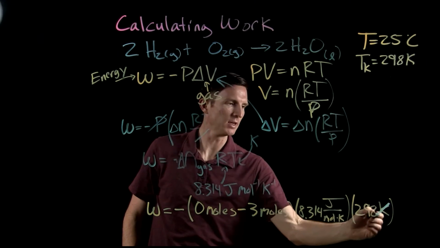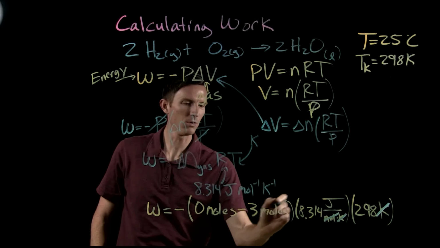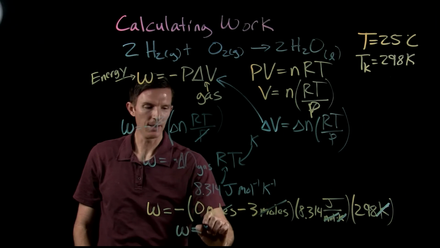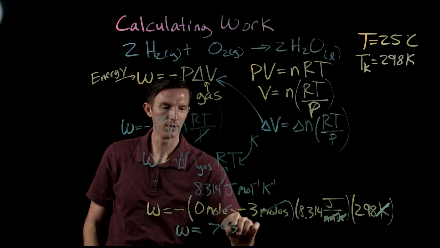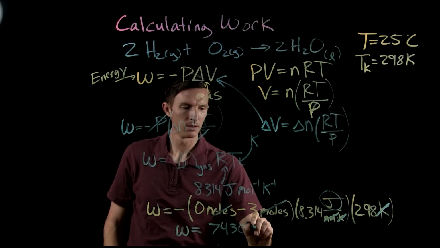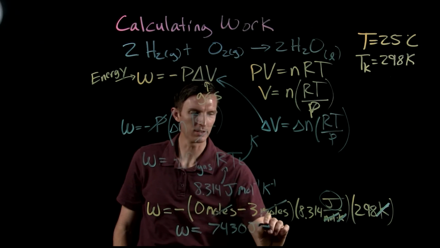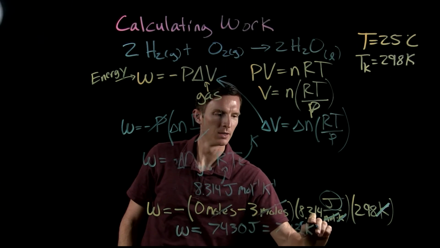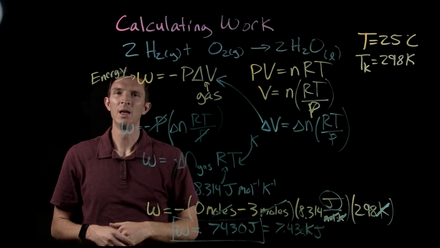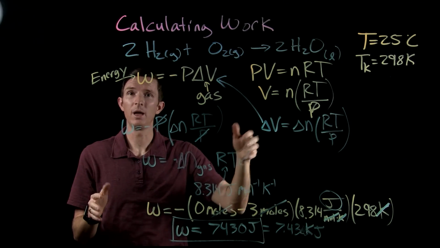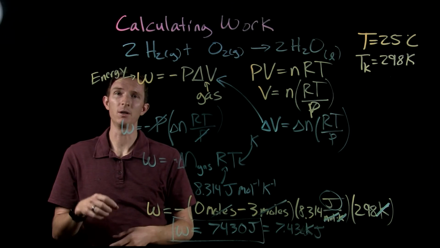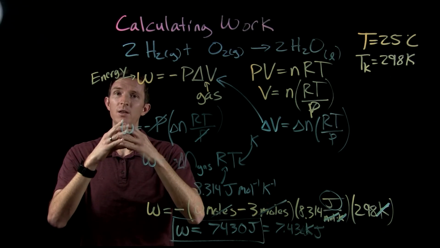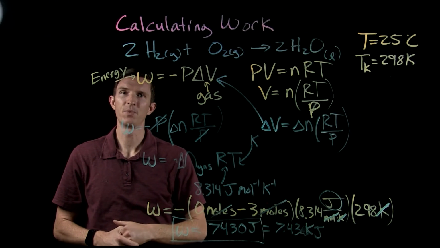We see our units cancel out here, our moles cancel out, and we can calculate what the work would be, and this is equal to 7,430 joules, or we could say it's 7.43 kilojoules. So now we see we can actually quantify work. And what we're going to see in class is that we can now compare internal energy and enthalpy and see how those two things are related to each other with regards to this idea of work. So I'll see you in class.